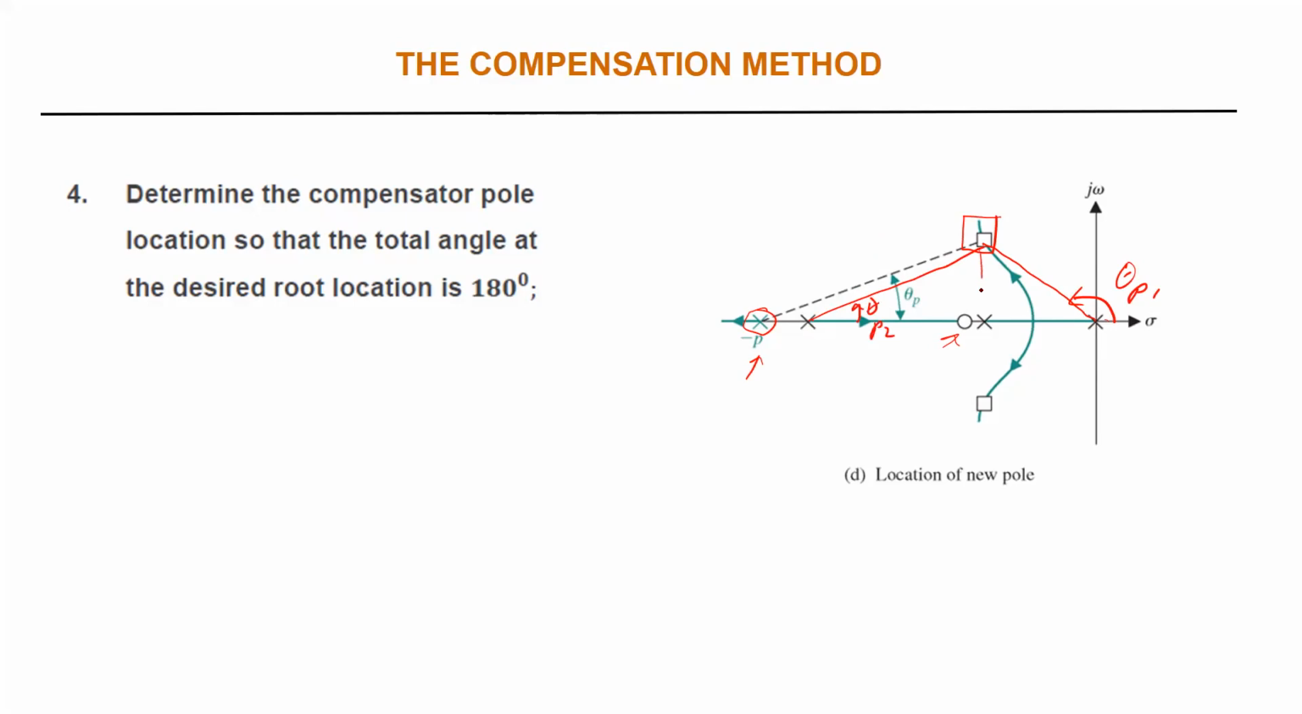and I will have one here, theta p3, and the zero. Then I will have theta z minus (theta p1 plus theta p2 plus theta p3 plus theta p) equal to minus 180 or 180. This is known, this is known, this is known. The only unknown is this one. Find it. Any question here?